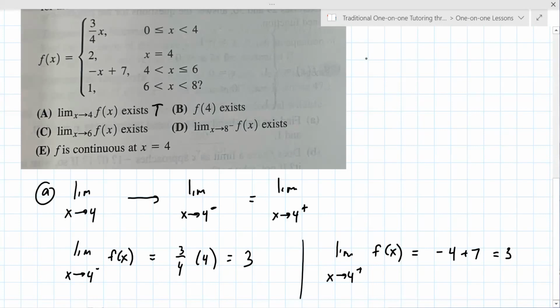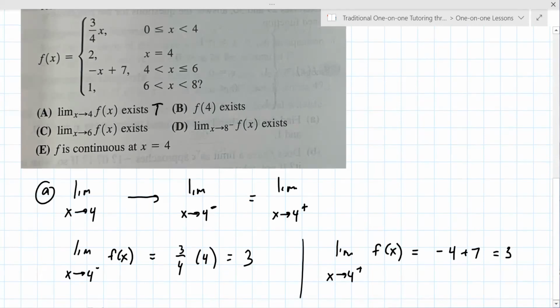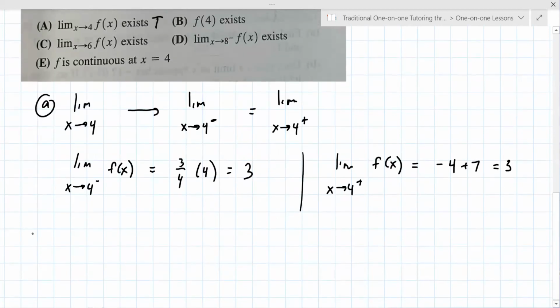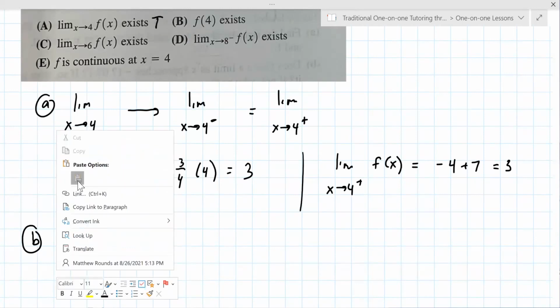I'm going to do B up here to the right. Well, no, actually, let me not do that. So B is down here. B is asking about f of 4. So is the function defined at 4? I'll snip that part in again.